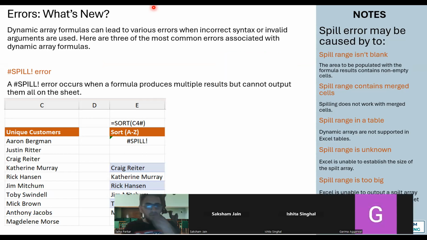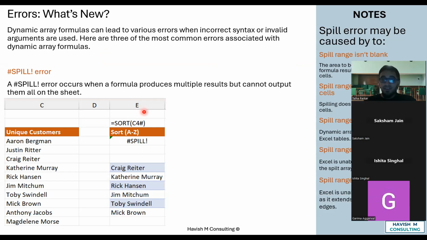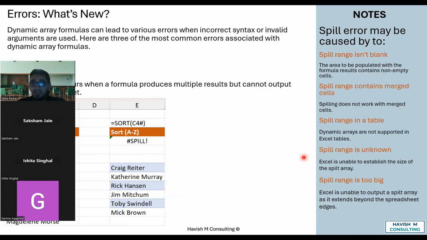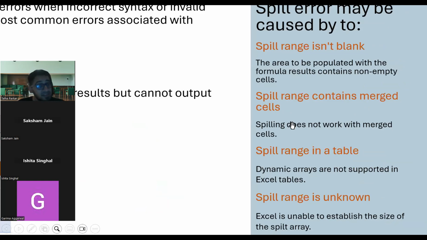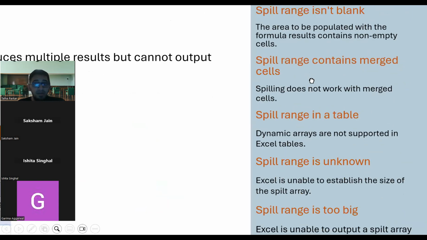Okay, sure. So what is essentially new in terms of errors is that now that dynamic arrays have come in, there is a new error that happens. When I'm trying to write a formula, but that formula is obstructed by data that is already present, in that case you get a spill error. Basically, Excel is not able to spill those values because there is data in the range. It can happen because the spill range isn't blank, like we saw. Then if it is blank, but there is a merged cell in between, dynamic arrays will still not work. You will get a spill range error.